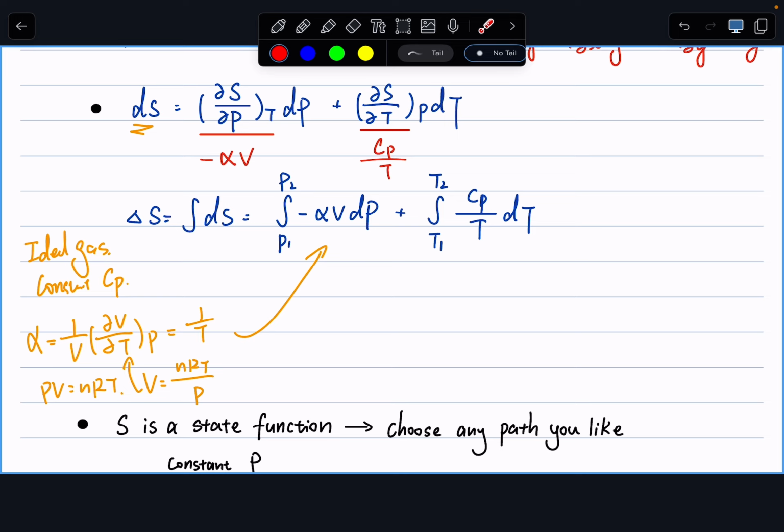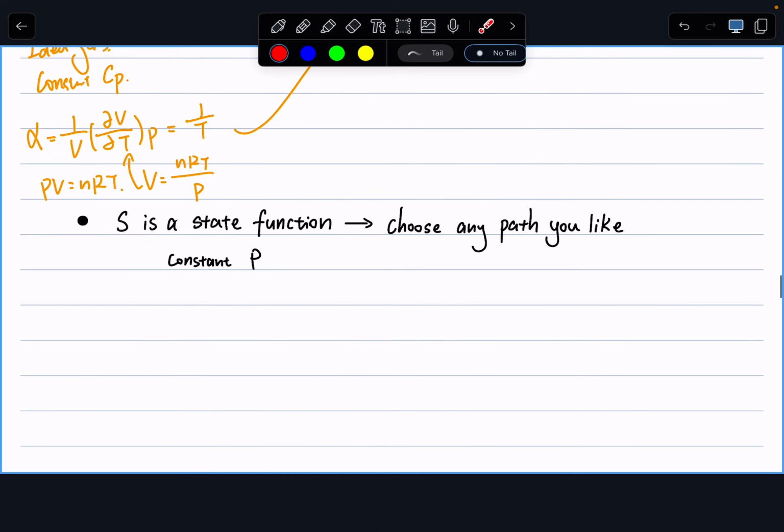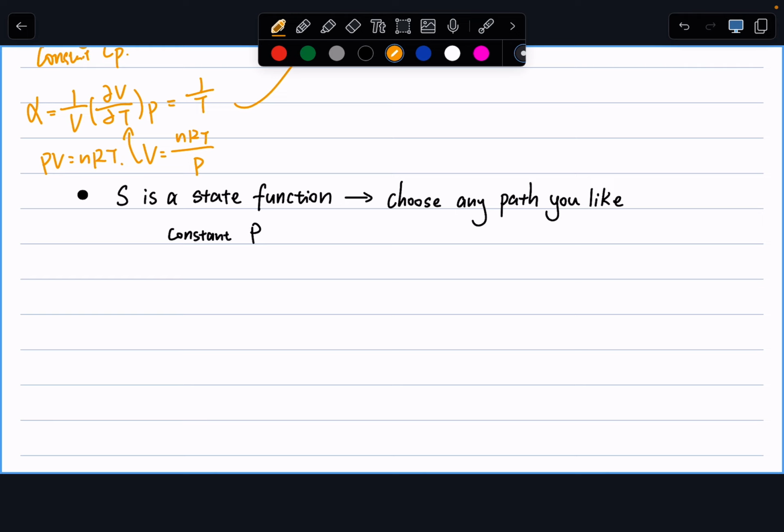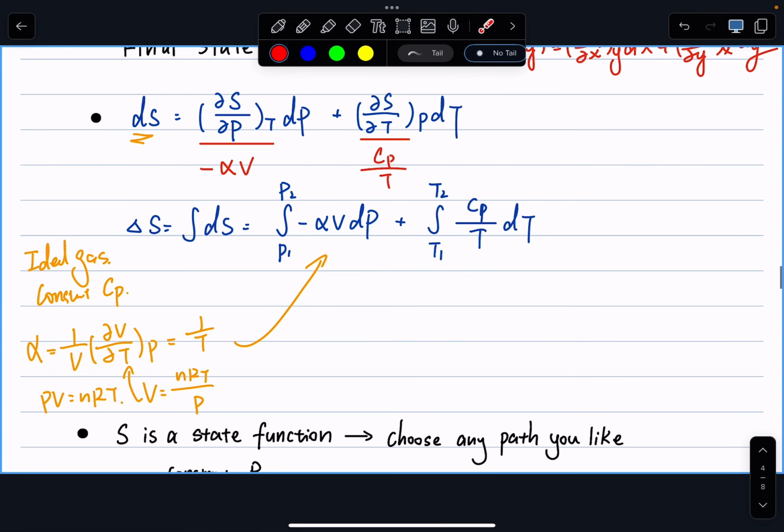At constant pressure, this first term disappears, right? So from my constant pressure process, we are only talking about my delta S equals my second term, which is the integration from T1 to T2 of Cp over T dT. That's my delta S1.